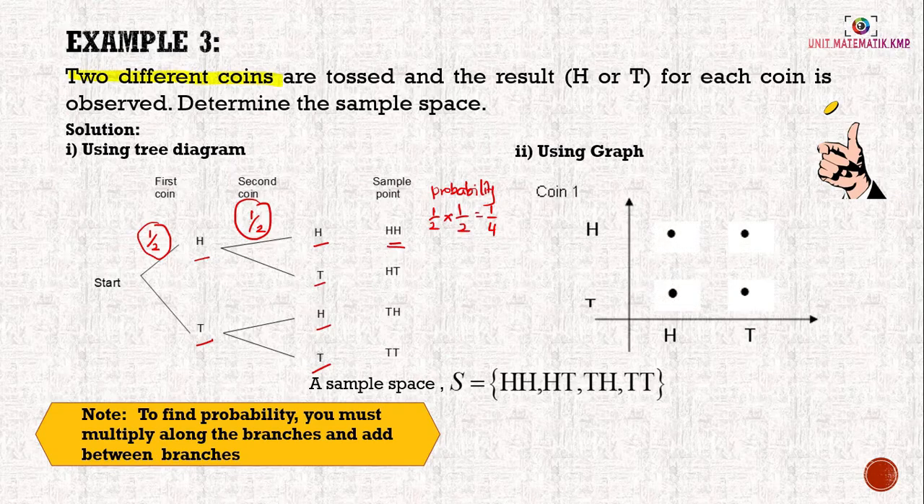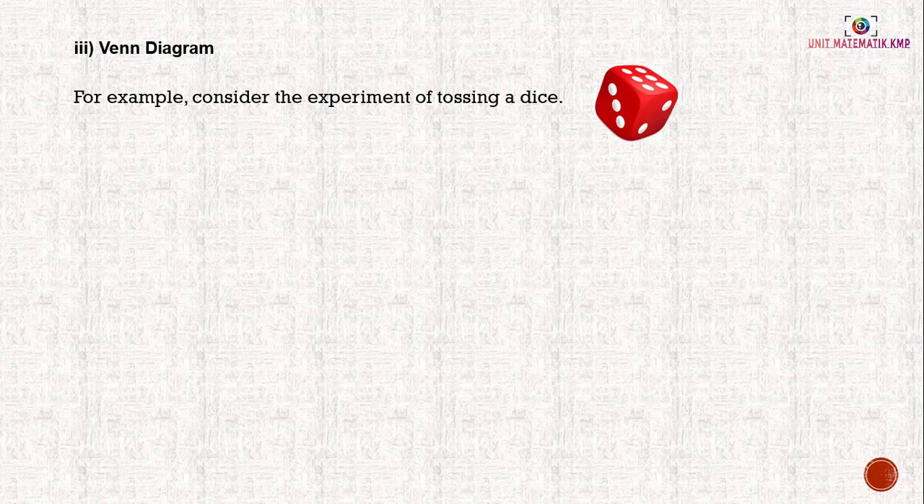Okay, satu lagi cara untuk kita determine the sample space adalah by using graph. So this is coin 1 and this is coin 2. So from here kita boleh nampak yang kita akan ada 4 possible outcome kita punya sample space, which is TH, HH, HT or TT. So kita akan dapat jawapan yang sama lah, sama ada using tree diagram or using graph. Next, kita akan tengok Venn diagram.